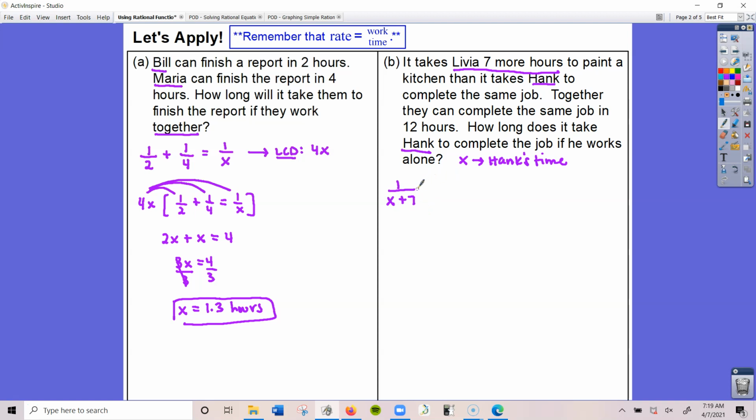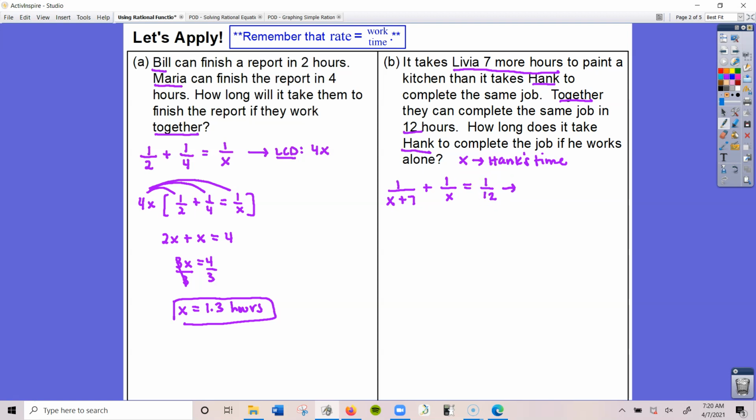Now they're working together. So we're going to add Hank's rate. So Hank completes painting the kitchen, so one kitchen, in x time. And we're going to make this equal to the same kitchen over the time together. It says here that it takes them 12 hours. So 1 over 12. So this would be my equation. This is Livia's rate plus Hank's rate is equal to the rate together.